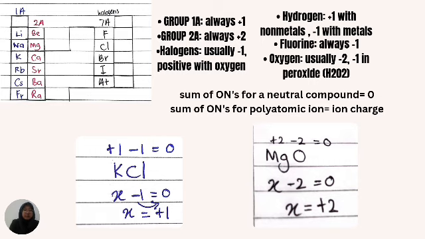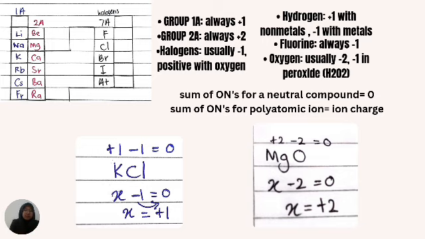The next one is group 1A. Group 1A is always +1, and group 2A is always +2. Halogens are usually -1, positive with oxygen. Hydrogen is +1 with non-metals, -1 with metals. Fluorine is always -1. You need to remember that. Oxygen is usually -2, and -1 in peroxide H2O2.